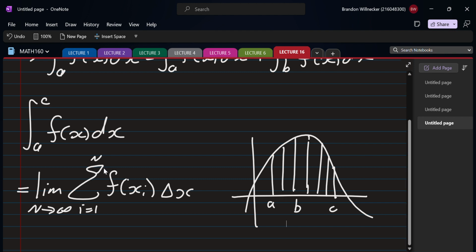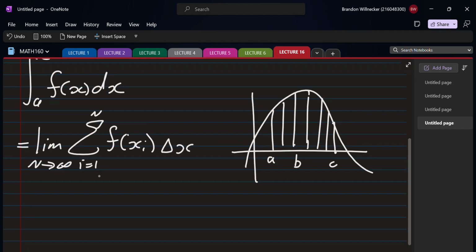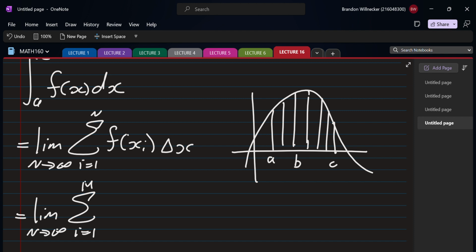We're going to split the sum into two parts. We're going to have the sum up to where B is, and then the sum from B up to C. So inside the limit, the sum here, we're going to split into 2 bits. So here we have the limit as n goes to infinity, the sum from i equals 1 to, let's say, m. Okay, so m is somewhere in between. So let's say over there.